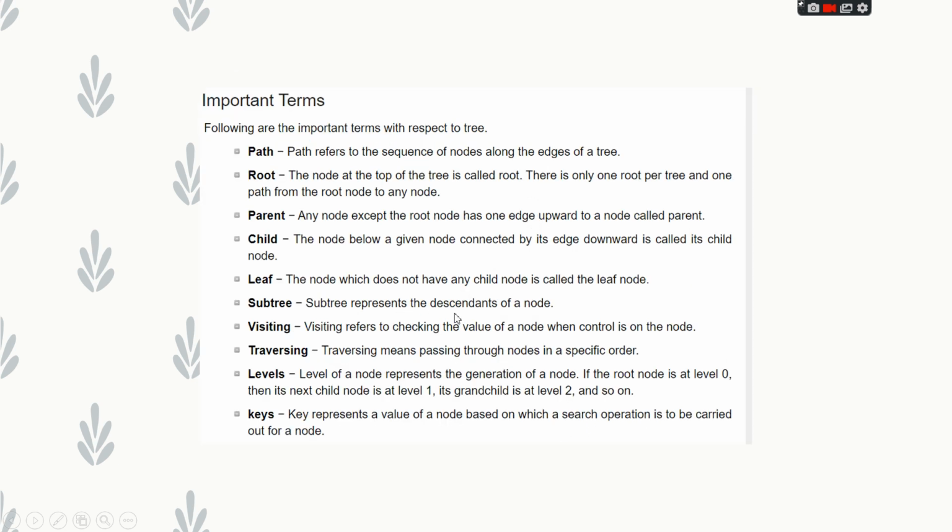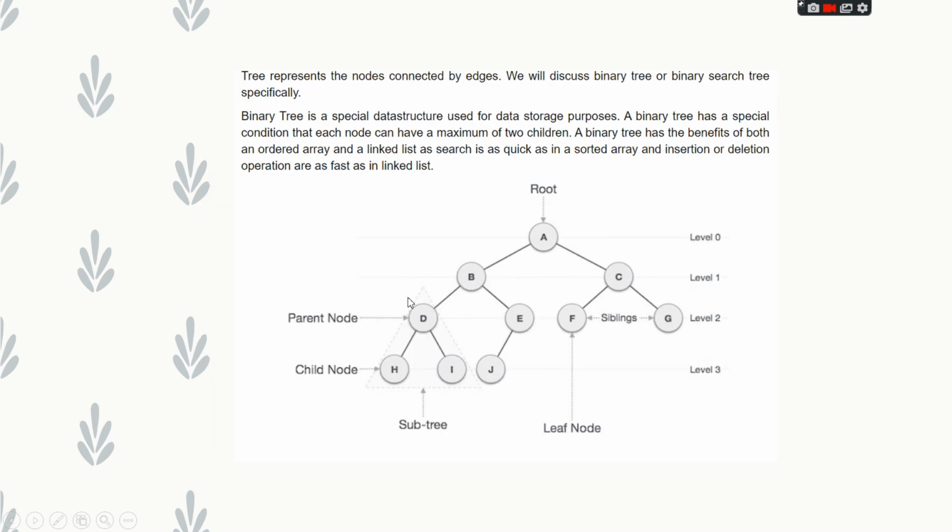Subtree. A subtree represents the descendants of a node. Here you can see that D, H and I have been marked in a triangle. You can mark this as a subtree because these are the descendants of the tree, that is they form a family over here, so they can be termed a subtree.